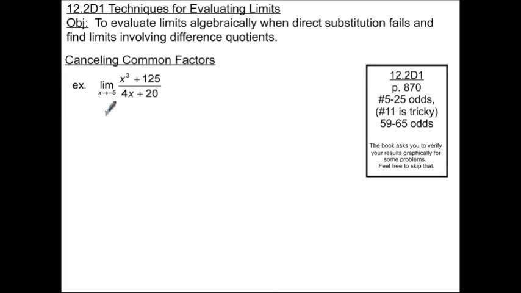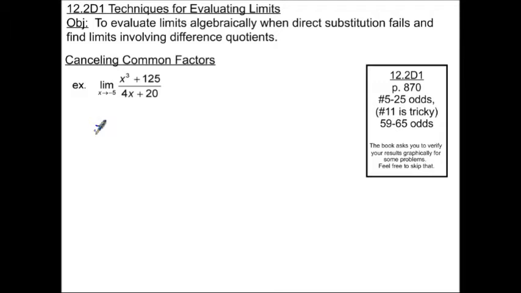So, right here is our first one. If I have the limit as x approaches negative 5 of x to the third plus 125 over 4x plus 20, hopefully it's pretty obvious that if I plug a negative 5 into my denominator, I'm going to end up with negative 20 plus 20 and have a zero denominator, which of course is undefined. So basically what we're going to be doing here is trying to eliminate the thing that gives us the 0 in the denominator. Sometimes by canceling, we'll be able to do that.